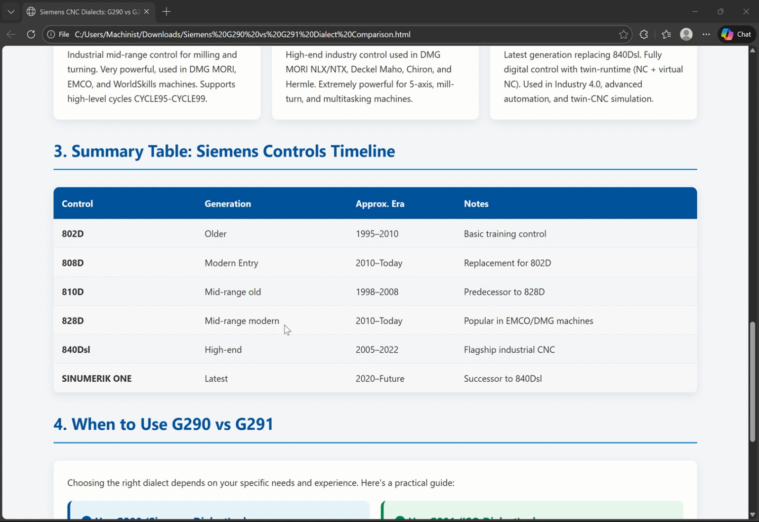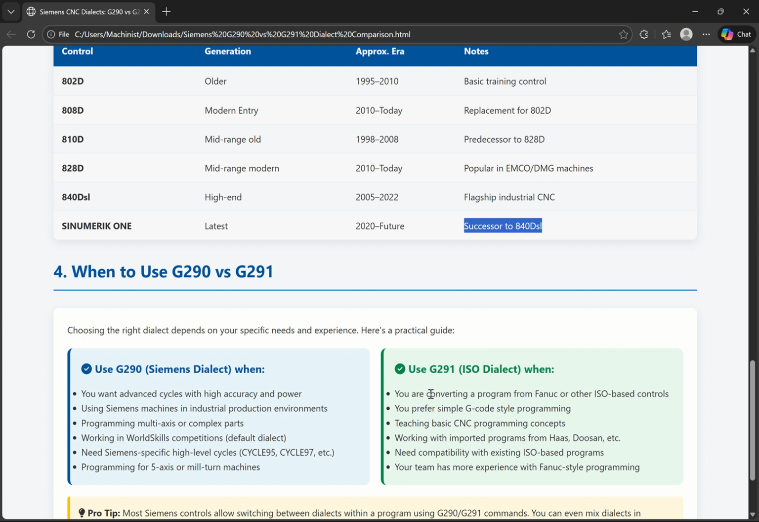Then you have 828, now the mid-range modern, which is normally used since 2010. Also, it is popular in most of the DMG machines. Then we have the 840. This is the high end, which came into play between 2005 to 2022, and now most of the industries are using 840 SL. Then Sinumerik ONE is the latest from 2020 as the future of the successor of 840 DSL.